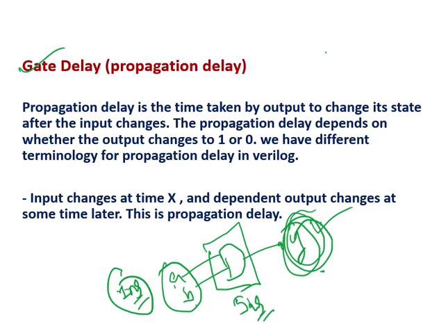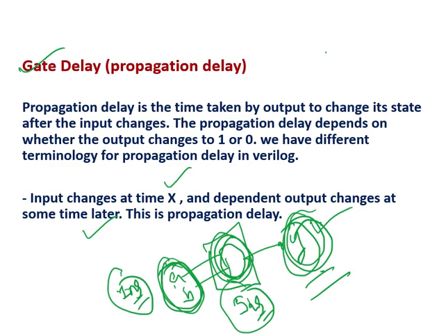At 1 nanosecond the input changes, but after 5 nanoseconds the output is updated, because this is the real gate, the real silicon. It takes some time to process the input data. So the input changes at X, but the dependent output changes some time later. This is called propagation delay.